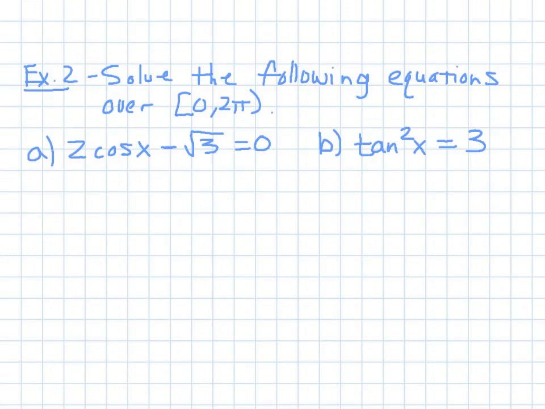So example 2, you're doing the same thing, except you need to do a little bit more solving. But here we're just looking at the answers between 0 and 2 pi, not all reals. So first I need to add square root of 3.